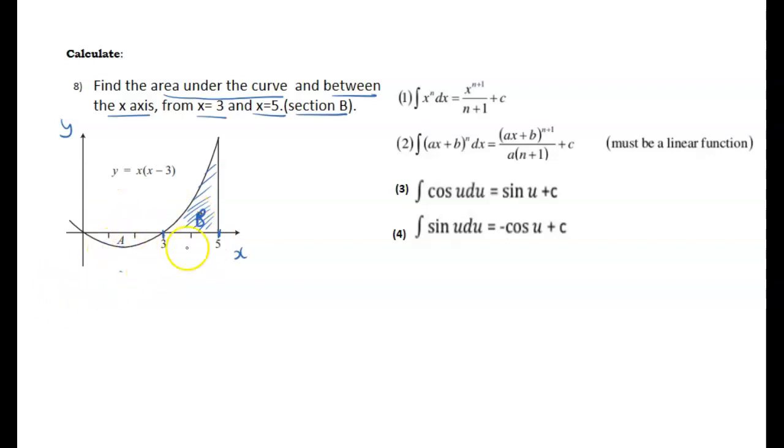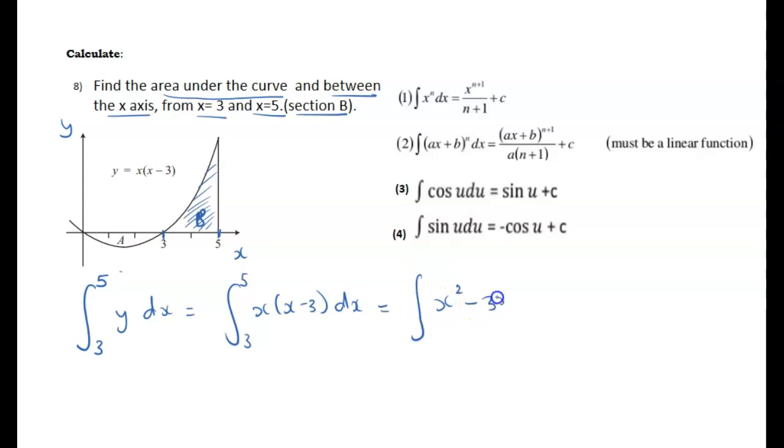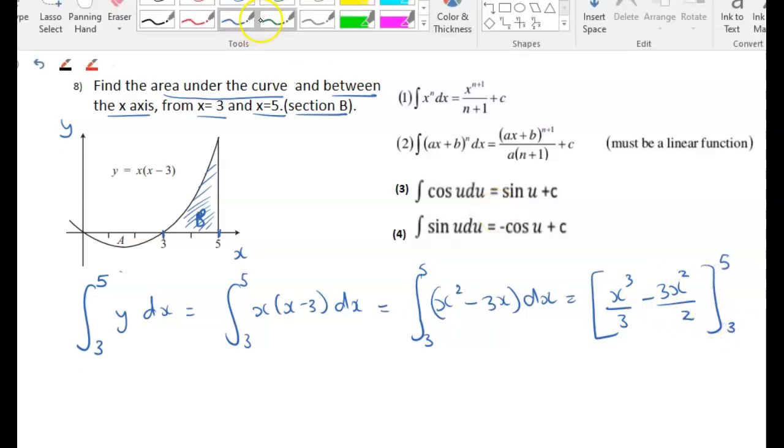So to find this, if you're given a diagram, all you do is you simply put your integral sign, put your upper limit, which is 5, lower limit, which is 3, and you put your equation of y. Now, in our case, our equation is x by x minus 3. And as I mentioned earlier, the first thing we do is we expand. And then we integrate. Once we have integrated, then we substitute the 5 and the 3 as before.